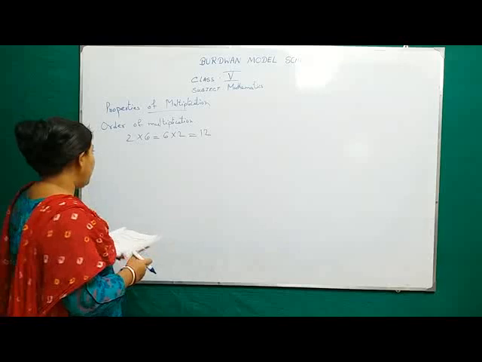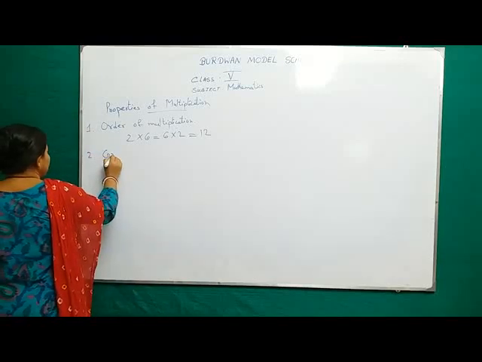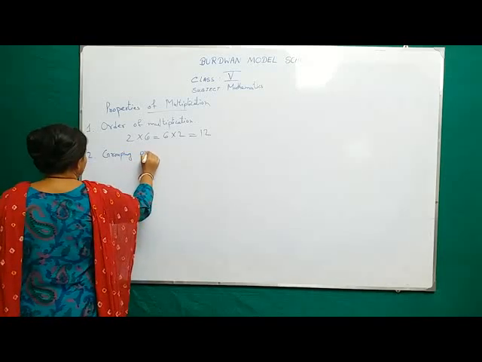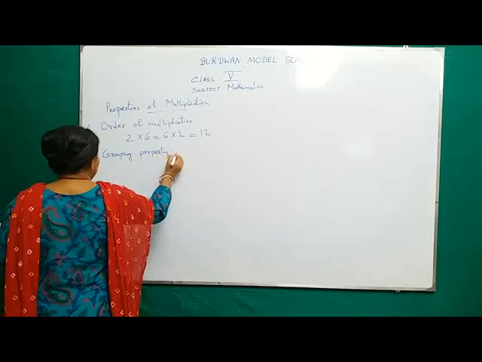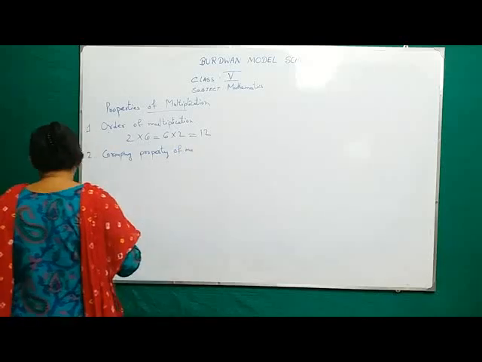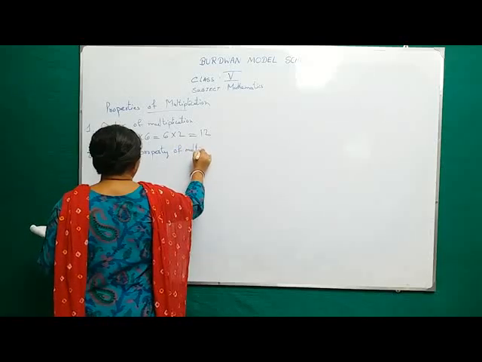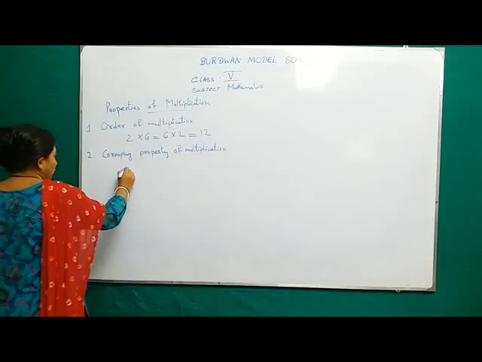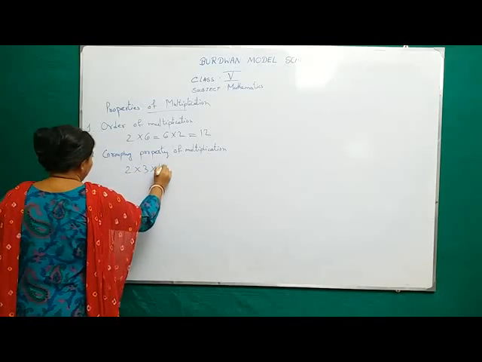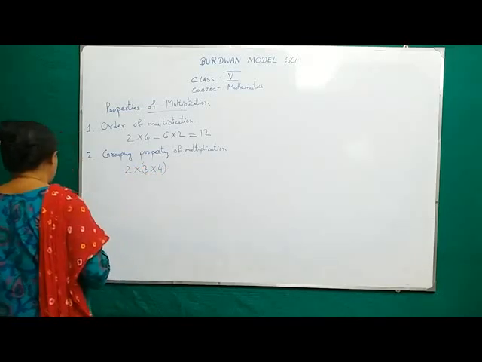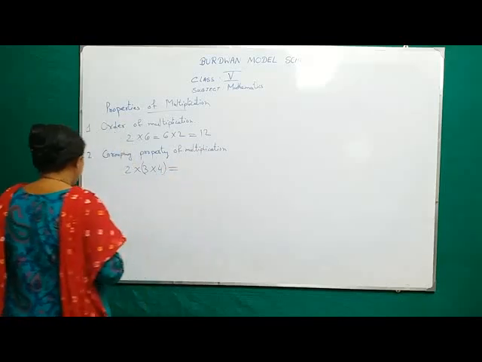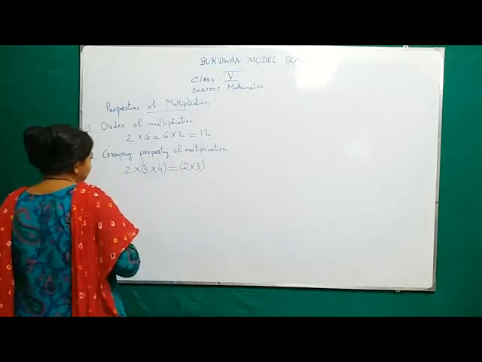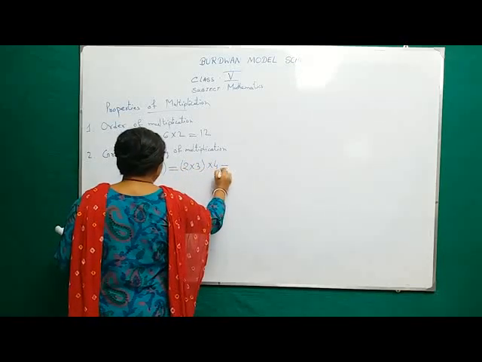Next comes the grouping property. The second one is the grouping property of multiplication. Now what is this grouping property? As the word tells you, grouping means you have to make groups. Suppose I am writing 2 into 3 into 4. I have made 3 into 4 a group, which will be the same as 2 into 3 grouped. That means whichever pair is grouped, the answer will remain the same.